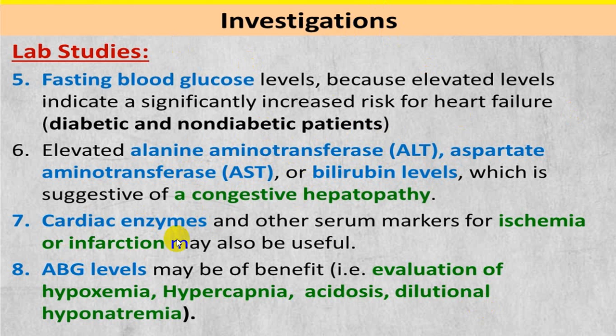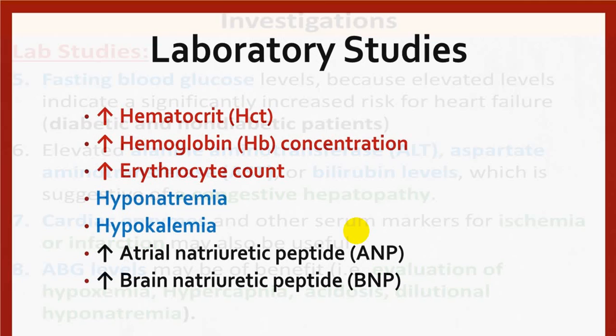Cardiac enzymes will be useful, particularly CPK-MB and troponin I, which will be very useful to rule out ischemic versus non-ischemic causes. ABG is useful to rule out hypoxia, hypercapnia, acidosis, and electrolyte imbalance.